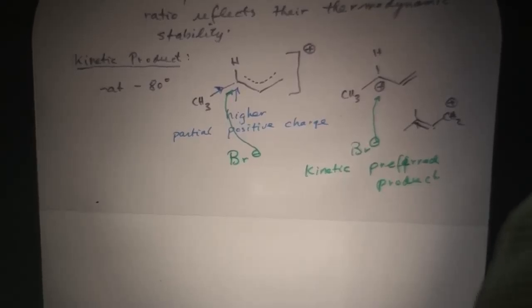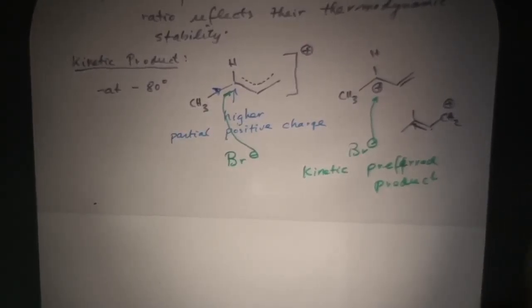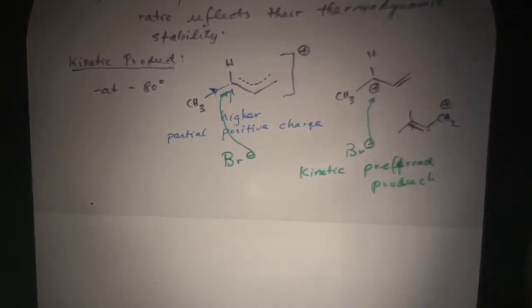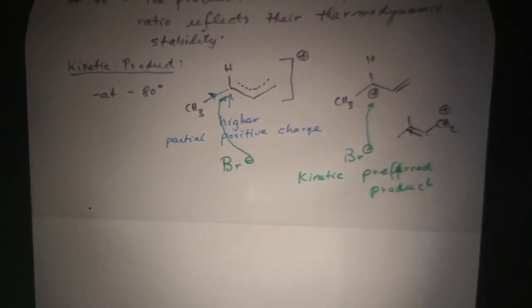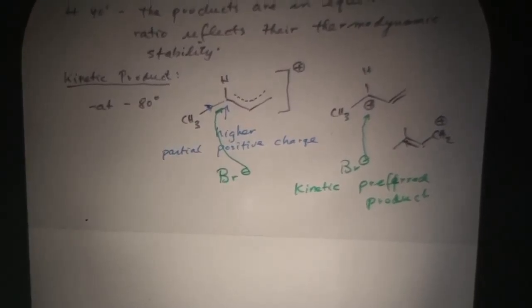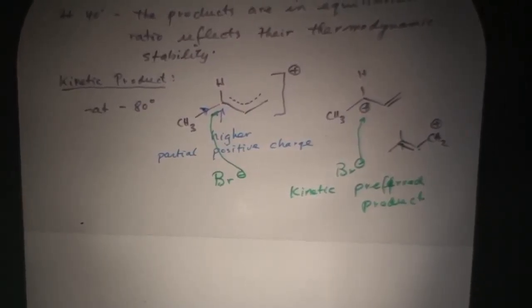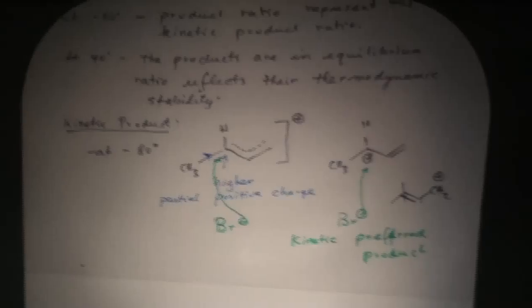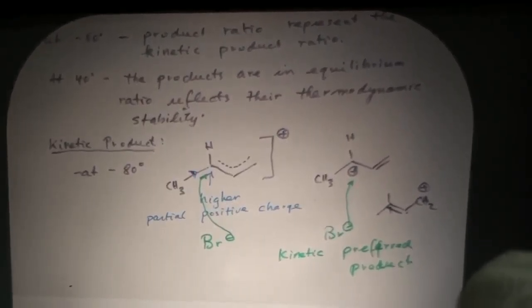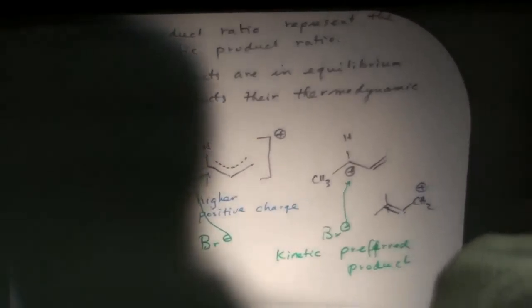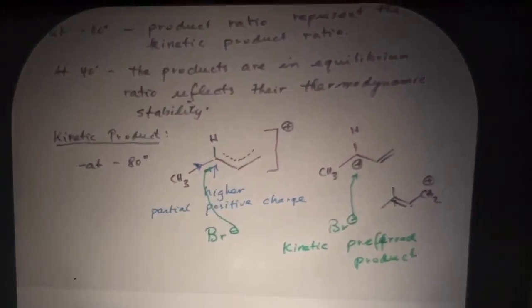So that's reasonable. It makes decent sense that if there's a high amount of positive charge on one carbon, the bromine would like to go there faster, more readily than to the one where there's a lesser amount of positive charge. So what about the next idea? Can we explain, or does it make sense about the thermodynamic stability?